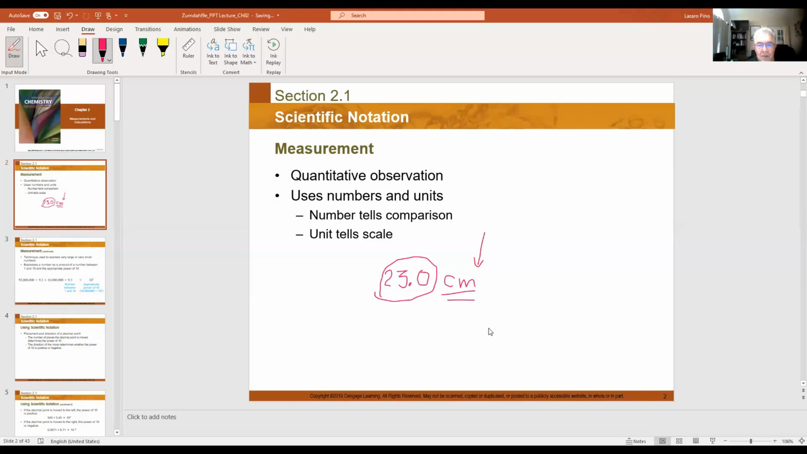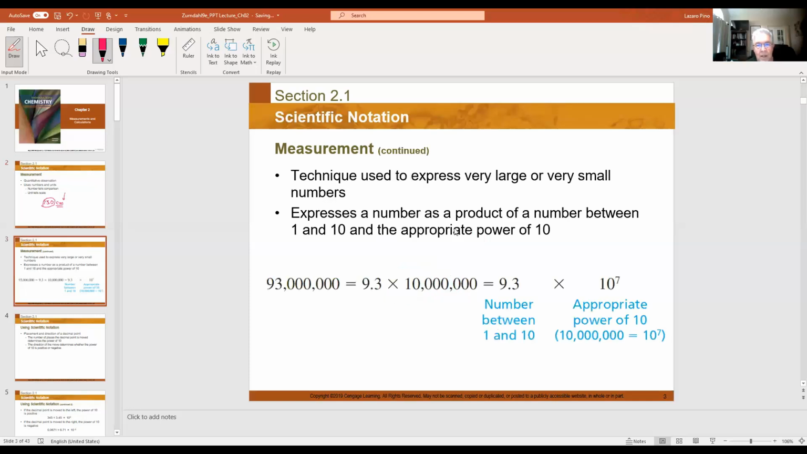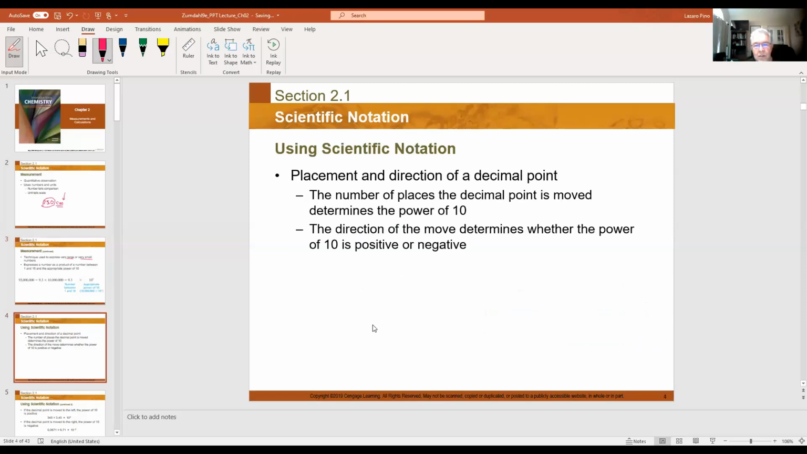In other classes, I used to say, well, what are you talking about? 23 bananas or 23 centimeters? So the unit is very important. Another important thing is how to express very large or very small numbers. For that, you have to use a number multiplied by a 10 and an exponent. That's what we call scientific notation.